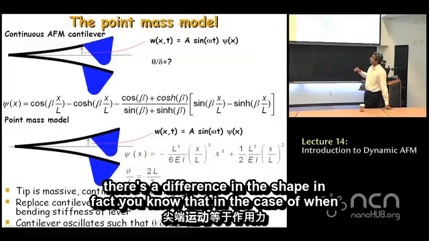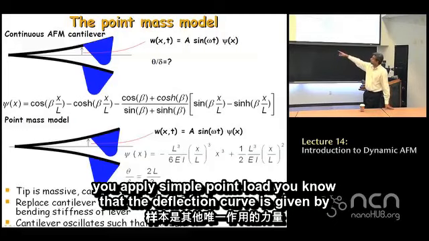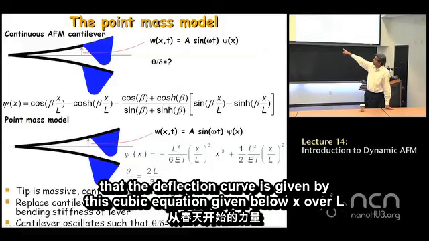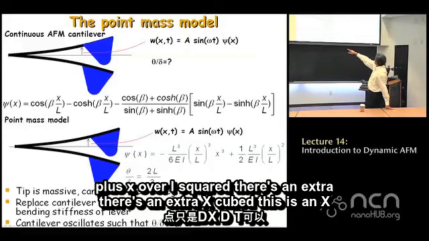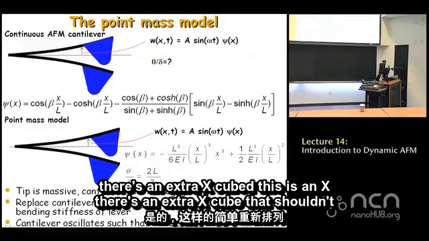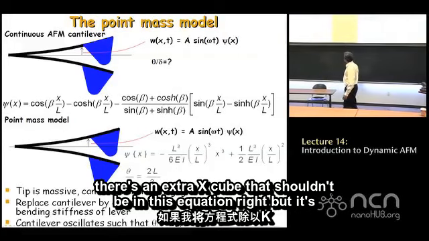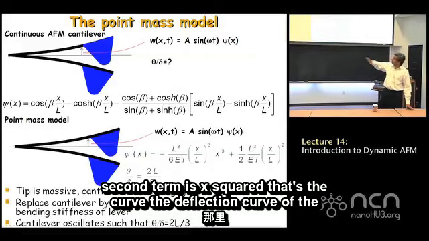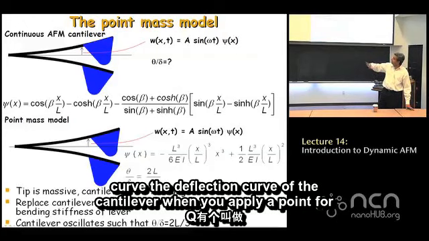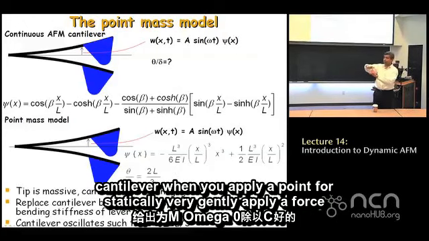In fact, you know that when you apply a simple point load, the deflection curve is given by this cubic equation given below, x over L cubed plus x over L squared. There's an extra x cube that shouldn't be in this equation, right? But basically the first term is x cubed, the second term is x squared. That's the deflection curve of the cantilever when you apply a point force statically, very gently apply a force, okay?